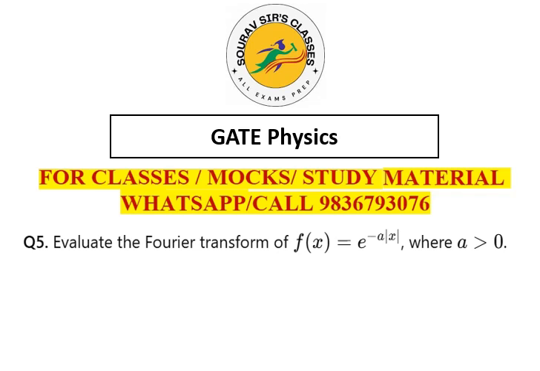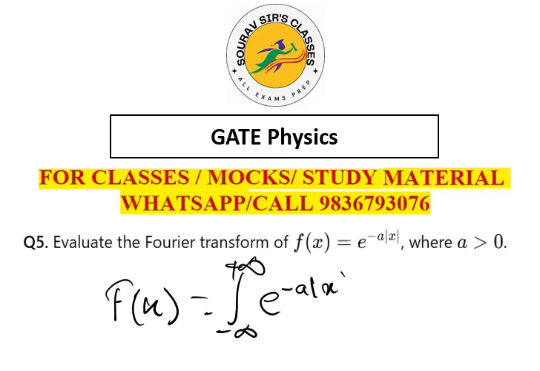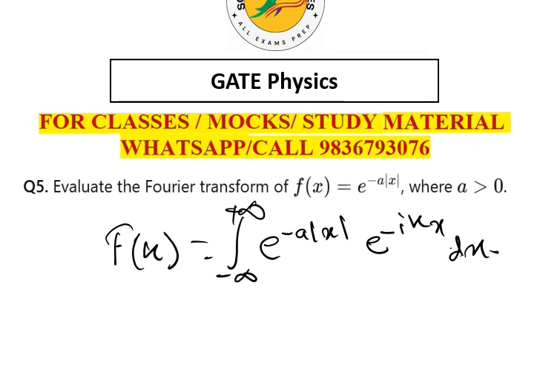So we can write the Fourier transform in this way, that f(k) equal to integral from minus infinity to plus infinity e to the power minus a modulus of x into e to the power i k x dx, right? So if we integrate, then it will come 2a by a square plus k square, right?